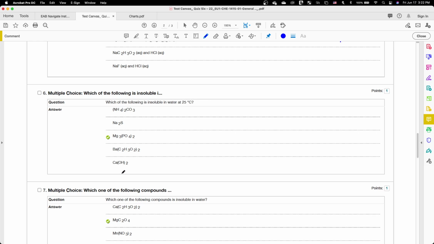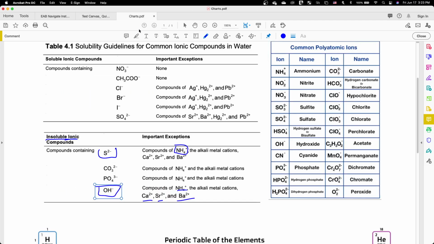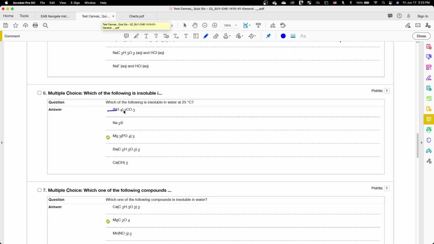Again, just check all these ions. Let's go and do the first one. That one's ammonia and carbonate. So let's look at our chart. Here's ammonia, and here's carbonate right here. There's carbonate, and it's in the insoluble list. But remember, right there is an exception. Ammonium carbonate is actually soluble. So the answer can't be that.